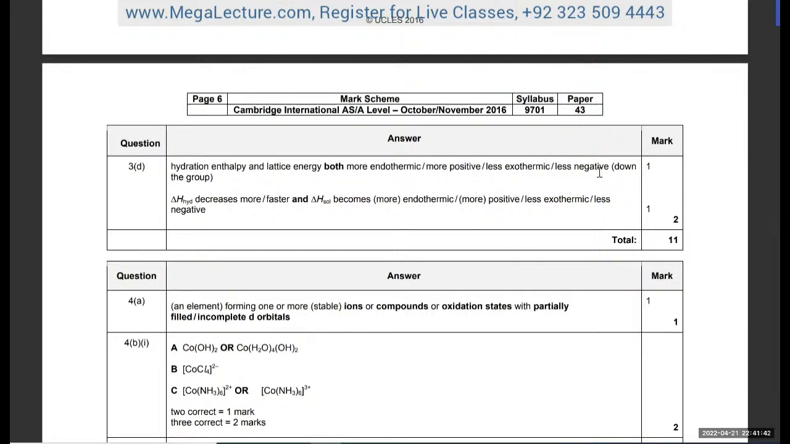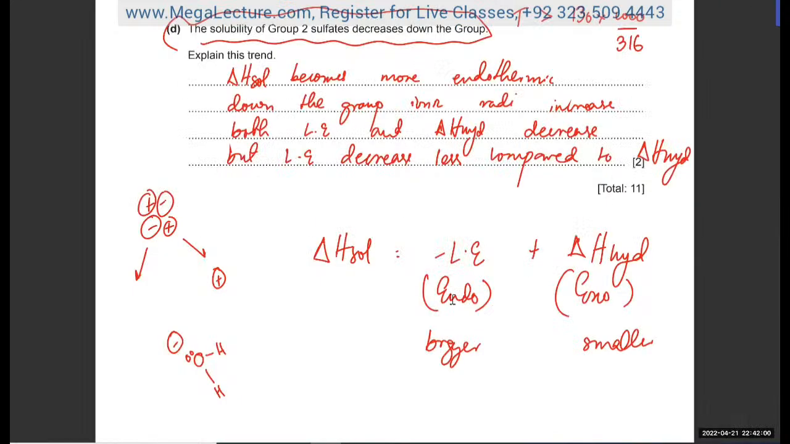It becomes less negative down the group, or decreased. Okay, sir. And delta S decreases more compared to the other one. Okay, sir. So, next one.